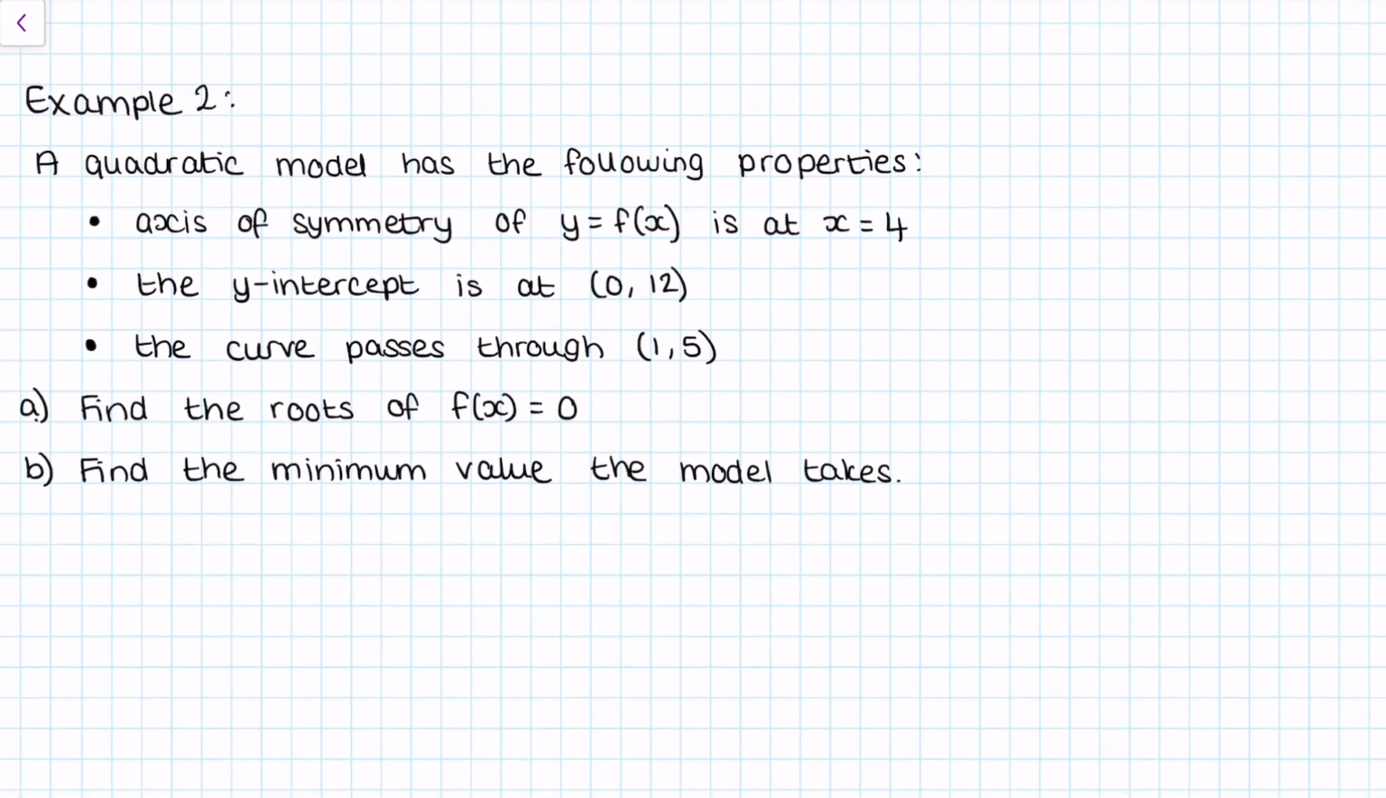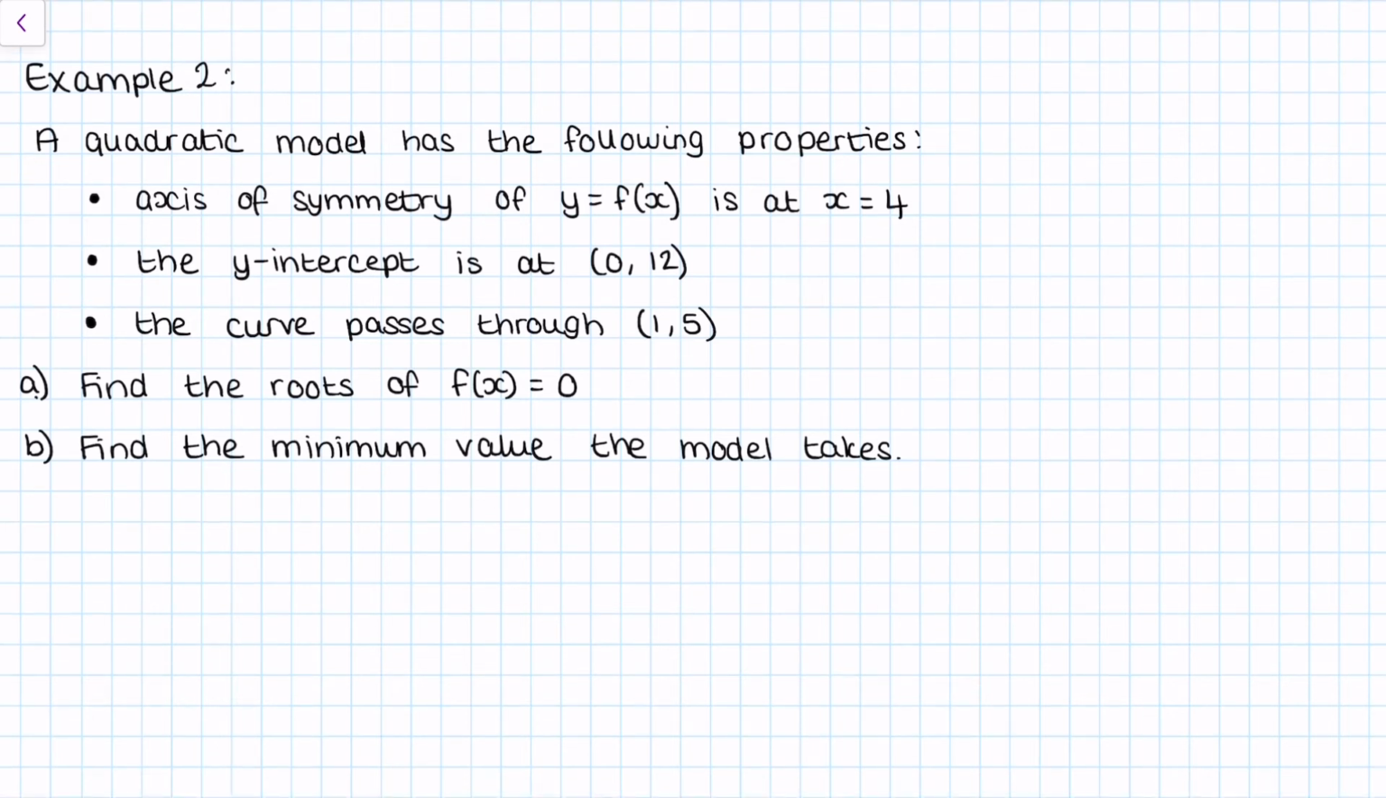Example 2. A quadratic model has the following properties. The axis of symmetry of y equals f(x) is at x equals 4. The y-intercept is at (0, 12). The curve passes through (1, 5). Find the roots of f(x) equals 0, and then we want to find the minimum value the model takes.